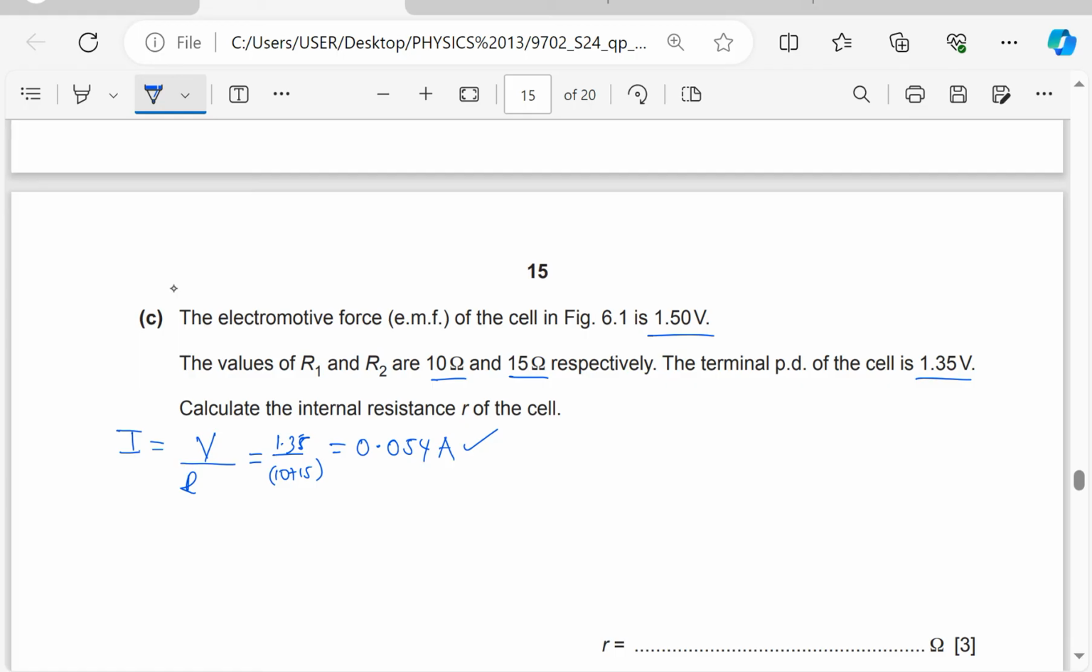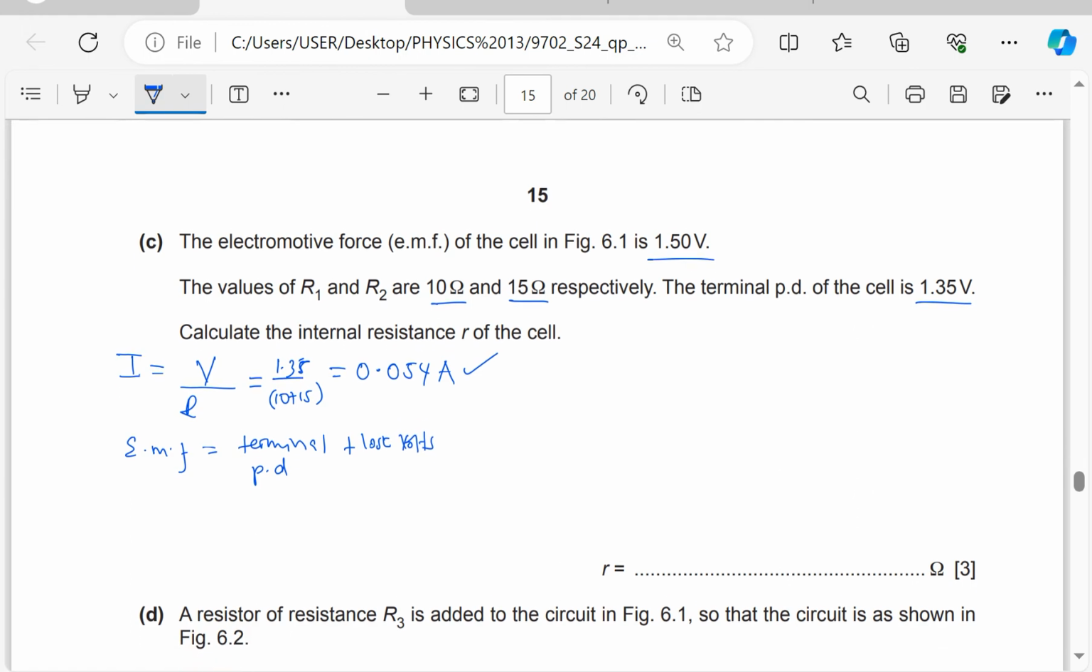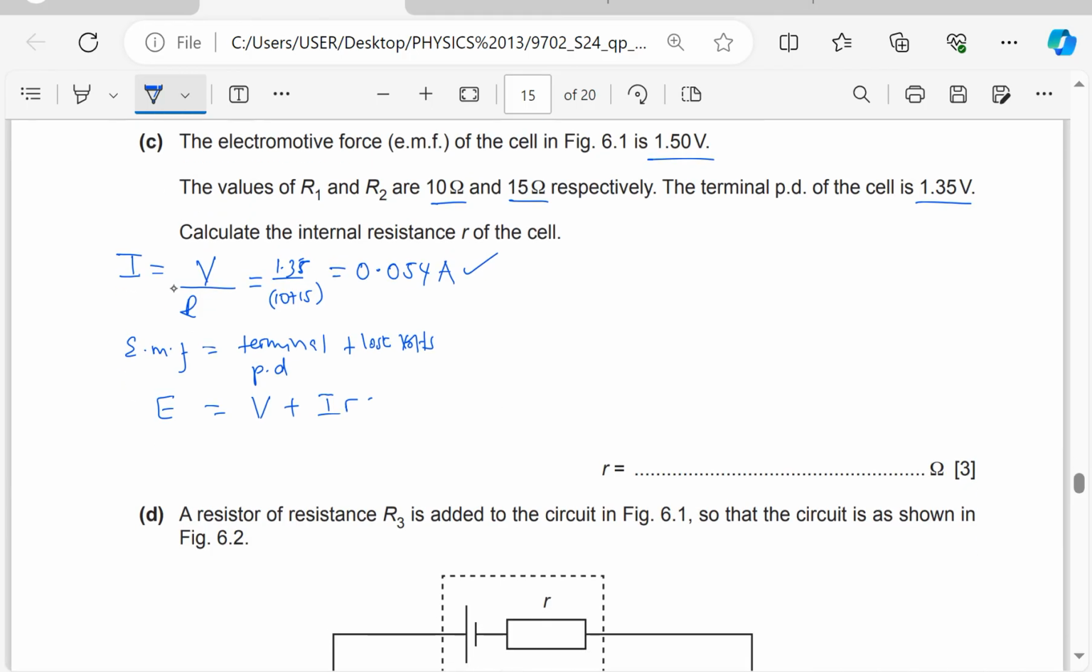So if I know this current, then it is now very easy because I know that the EMF is always equal to the terminal PD plus the lost volts. In other words, E is equal to terminal PD, capital V, plus the lost volts. The lost volts is the current times the internal resistance r, because the same current through the fixed resistor is the same current through the battery, so it is the same current 0.054.